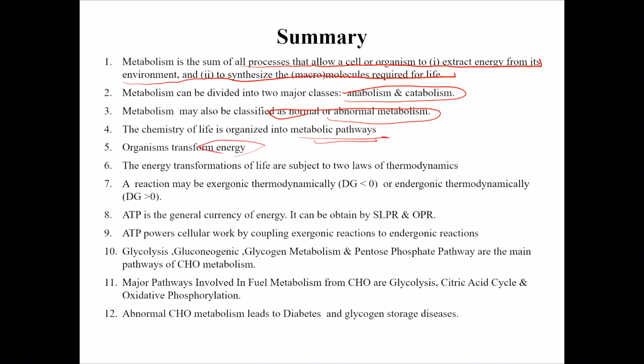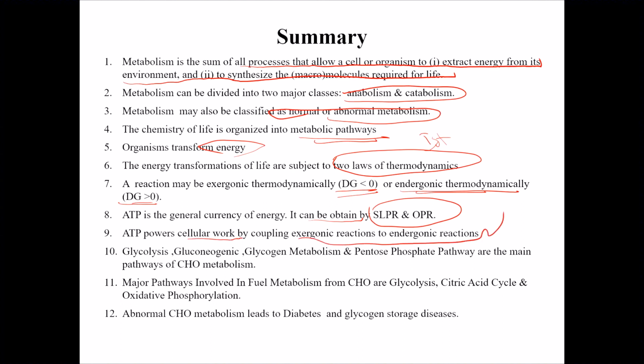Organisms transform energy. The energy transformation of life is subject to the two laws of thermodynamics. First law of thermodynamics: energy cannot be created nor destroyed. Second law of thermodynamics: transformation is not 100%. The reaction may be exergonic, thermodynamically delta G is less than 0, or endergonic, delta G is more than 0. ATP is generated, which is the energy currency, and it is obtained by two mechanisms, substrate level phosphorylation and oxidative phosphorylation. ATP powers cellular work by coupling exergonic and endergonic reactions.